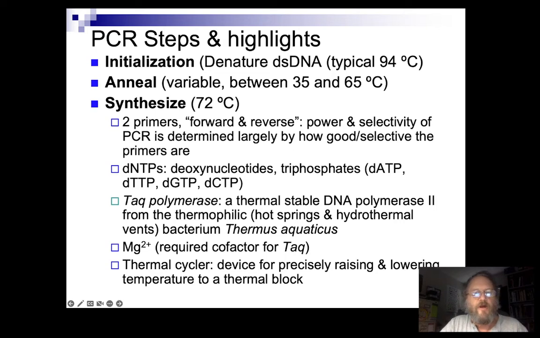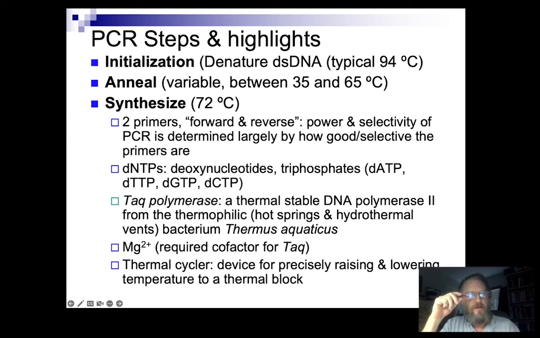So you have your forward and reverse primer sequences, you have your deoxynucleotides, the triphosphate versions, of course. You have your polymerase. There are now lots of different polymerases. You have magnesium, which is a cofactor, and of course you need a thermal cycler under computer control to regulate the temperature as well as the cycling phase, right?